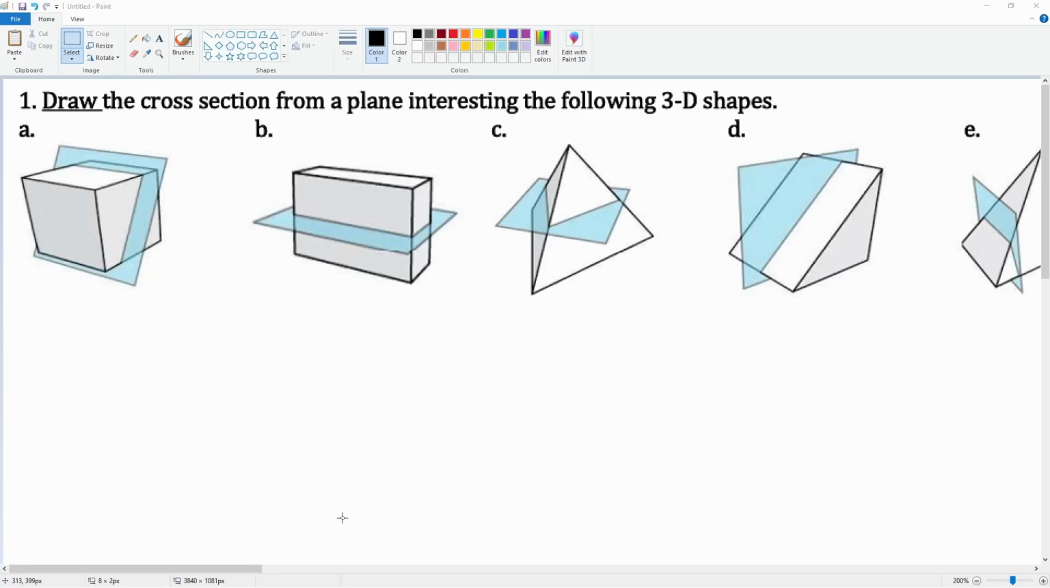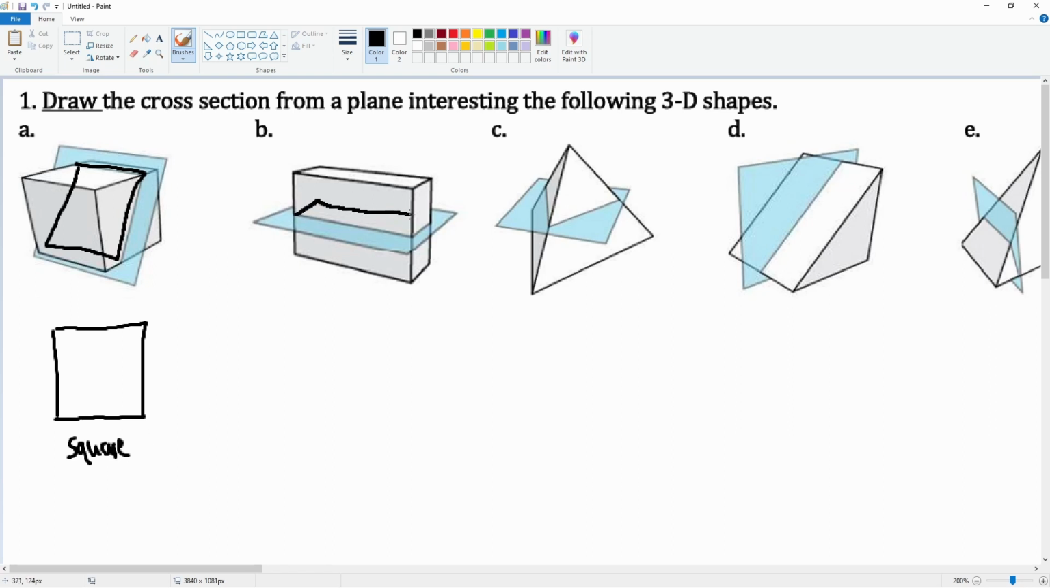Number one, here you're asked to draw the cross section from a plane intersecting the following 3D images. So here, when you do the cross section, it is this piece here, and it will look like a square. That's what the cross section would be here. Here, it is cross secting like this. That looks like that will end up to be a rectangle. The cross section here looks like that.